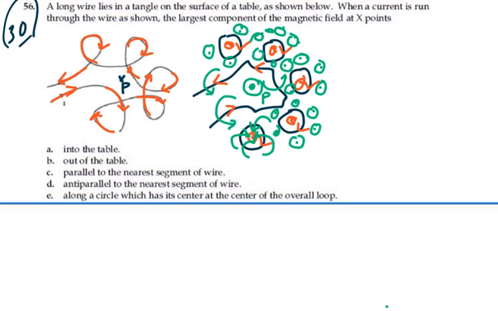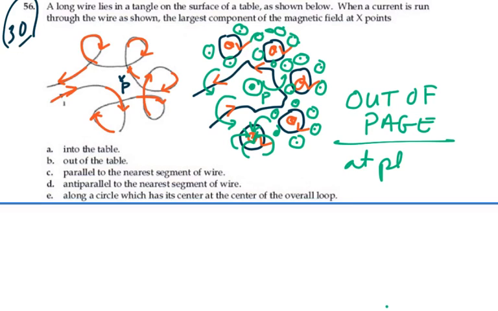So all the contributions from all the little loops, all the contributions from the one big central loop are contributing to a magnetic field that is coming out of the page at point P. So we are definitely coming out of the page at point P. So out of the table.